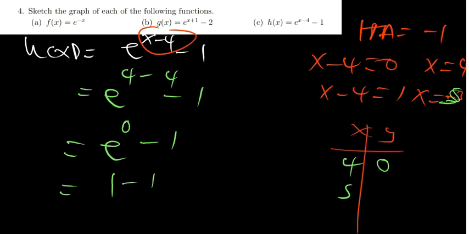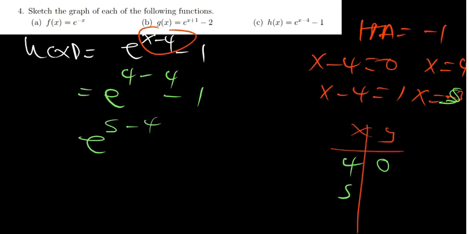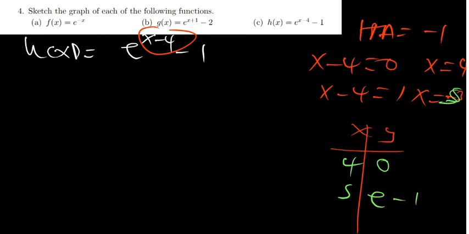So I'll have my 0 here. Next, I'm going to say 5. If I put 5 where there's x, what would be my value of y? It's going to be e raised to the power 5 minus 4, minus 1. So it's going to be e raised to the power 1 minus 1. So just say it's going to be e minus 1. That's all. And e, we said, is approximately 2.178, somewhere there.